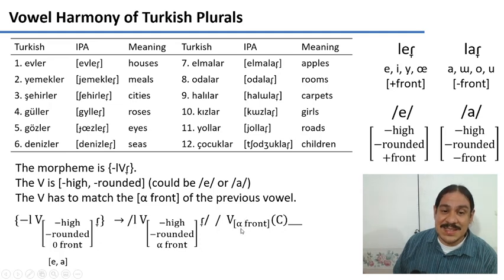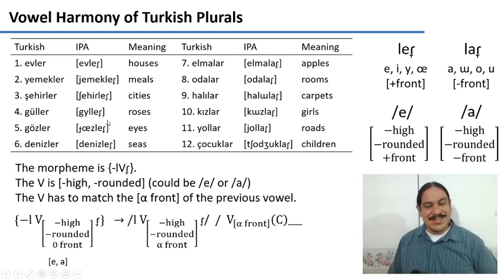And whatever its frontness is, the output, the surface form of the morpheme, is going to have to match the frontness. So what we're going to see in the word is an l, an r, and a vowel that's going to be minus high, minus rounded, and the same frontness as whatever vowel preceded it. For example, in şehirler, the final vowel of the root is an i, which is plus front. So the allomorph has to be a minus high, minus rounded vowel, and then it will take its frontness setting from the i. Because this one is plus front, the allomorph is also going to be plus front. Şehirler. That's the Turkish plural.